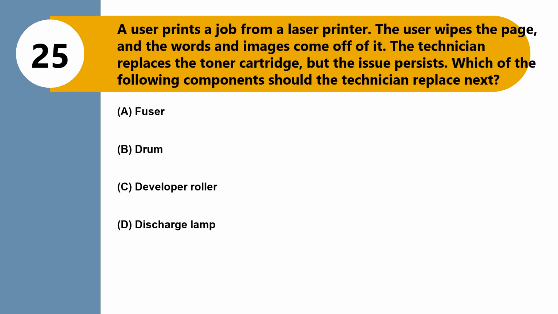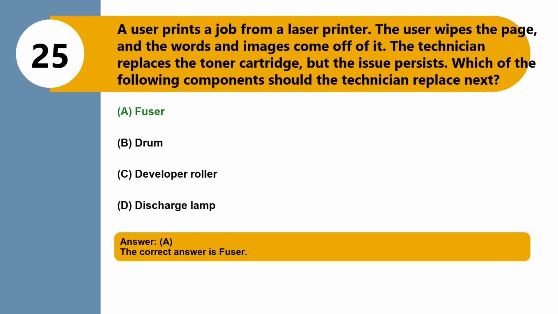Question 25. A user prints a job from a laser printer. The user wipes the page, and the words and images come off of it. The technician replaces the toner cartridge, but the issue persists. Which of the following components should the technician replace next? Option A, fuser. Option B, drum. Option C, developer roller. Option D, discharge lamp. The correct answer is option A, fuser.